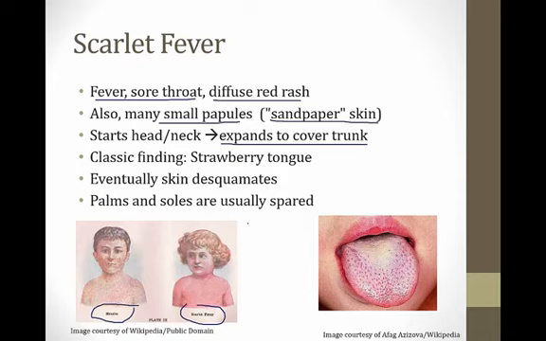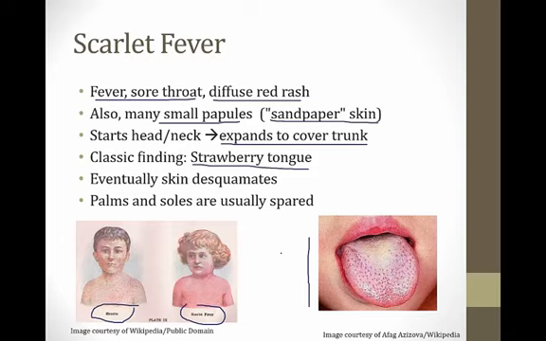Another classic finding of scarlet fever is the presence of a strawberry tongue. This is a picture of a strawberry tongue on the right side of the screen here. Now you can also get a strawberry tongue in a vasculitis syndrome called Kawasaki disease, and Kawasaki disease also occurs in children and also has a rash.